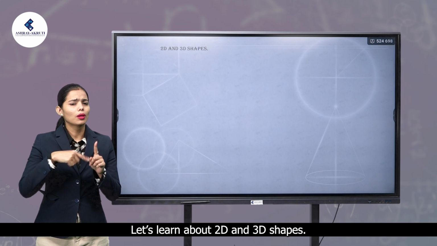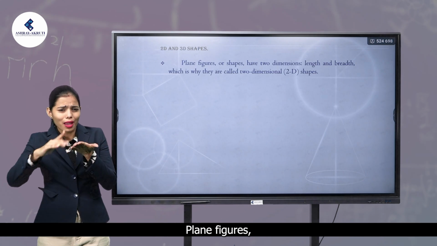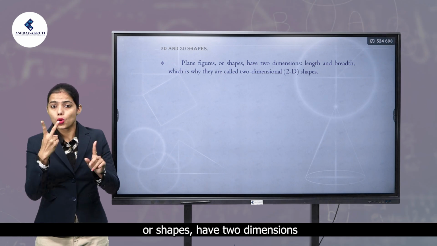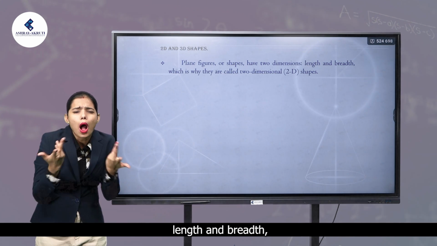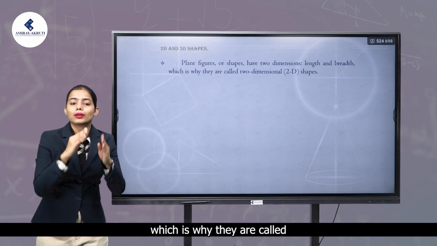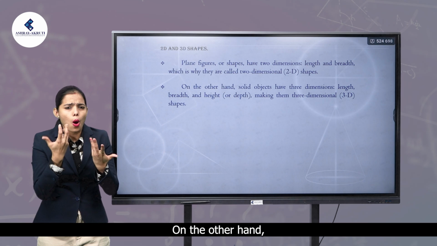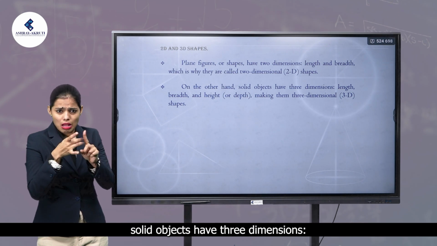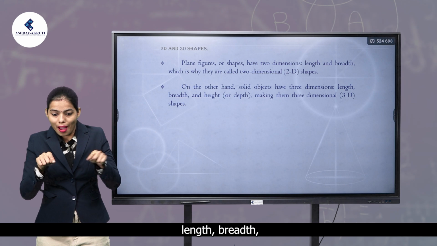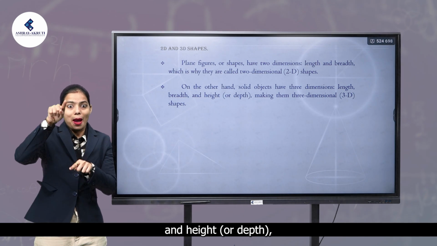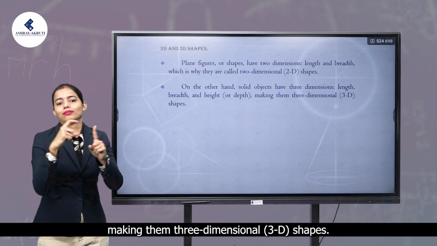Let's learn about 2D and 3D shapes. Plane figures or shapes have two dimensions, length and breadth, which is why they are called two-dimensional 2D shapes. On the other hand, solid objects have three dimensions, length, breadth, and height or depth, making them three-dimensional 3D shapes.